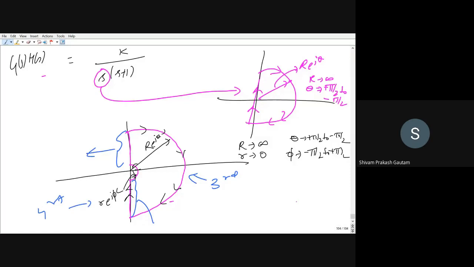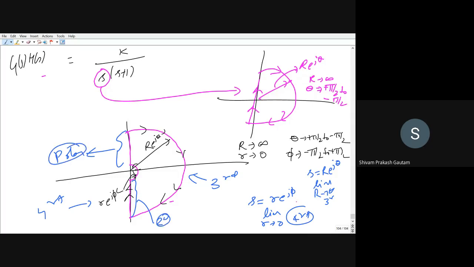In the 4th mapping, what will we do? We will put s is equal to r e to the power j phi, and we will put the limit r tends to 0. Similar to what we were doing earlier, where we were putting s equal to capital R e to the power j theta, and limit R tends to infinity. So this is the 3rd mapping. This is the 4th mapping, and the first mapping will be the polar plot. Second mapping will be the mirror image of the polar plot. Third mapping will be putting s is equal to capital R e to the power j theta. Fourth mapping will be putting s is equal to r e to the power j phi. Have you understood this part? There will be 4 mappings.